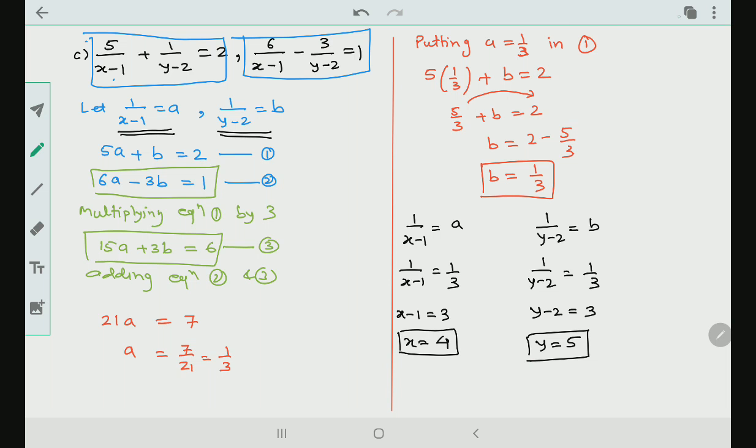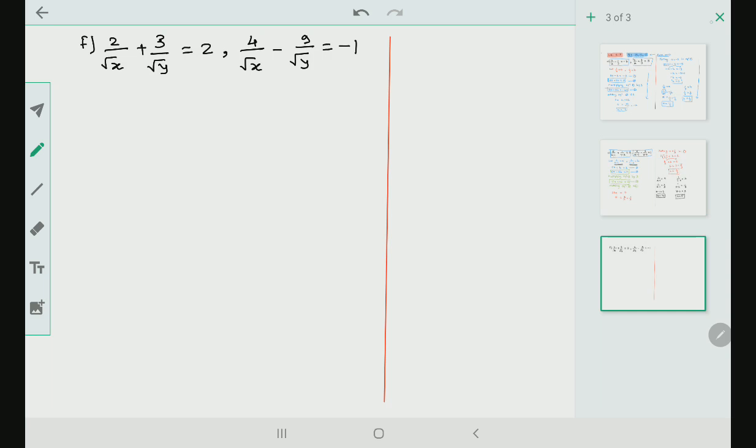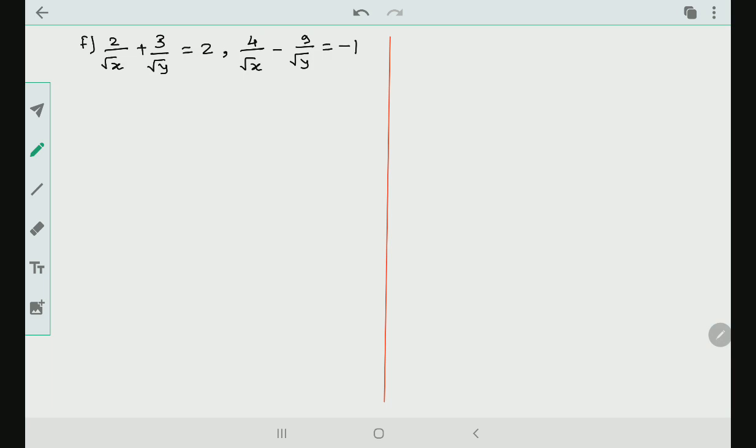Understood? Don't solve now. Understand the next question and then sit and solve all the questions together. This time for this question, I'm not going to explain anything to you. I'll only tell you the substitution. Let 1 upon root x be equal to a and 1 upon root y be equal to b. And you have to solve this question all by yourself. I hope you can do it. If not, you can ask me as a doubt. So start working positively.